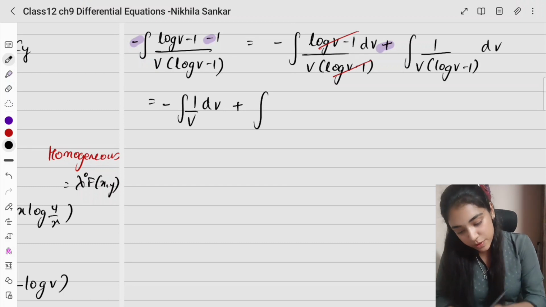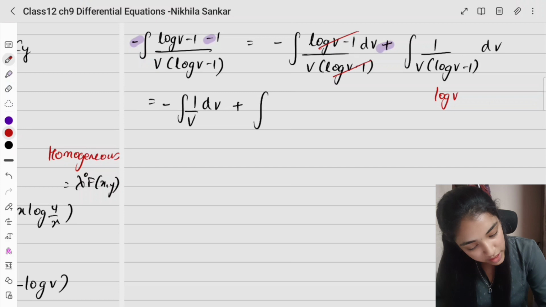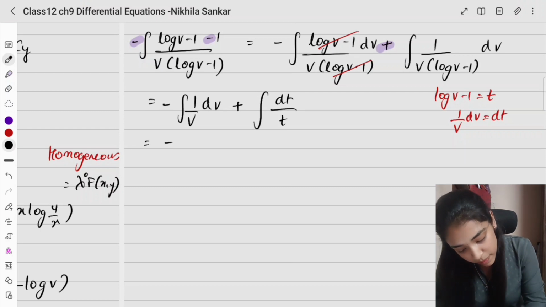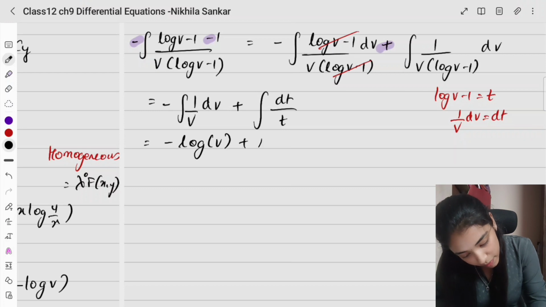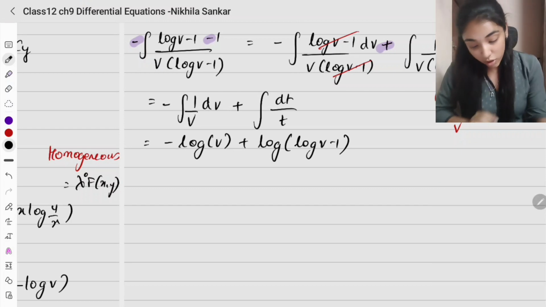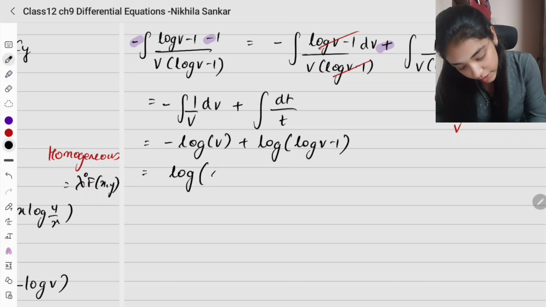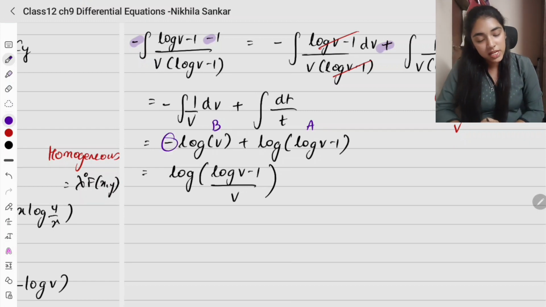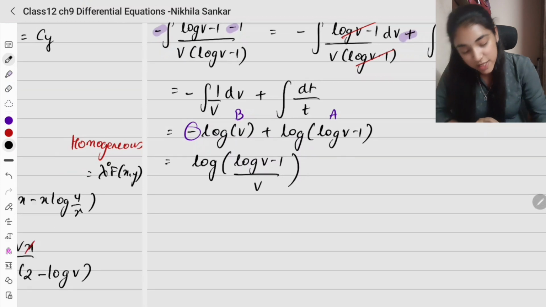So I can do a substitution method. Log v minus 1 is t. 1 by v dv is going to be dt. So this is simply going to be dt divided by t. Okay? So this is minus log v plus log t. What is my t? Log v minus 1. So this is of the form log a minus log b. How can we write this simply? Log of a by b. This is my log a and this is my log b. There is the log a minus log b formula. So log of a divided by b. So this is my left hand side.